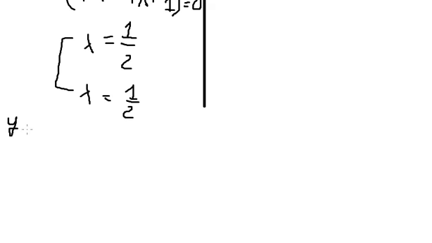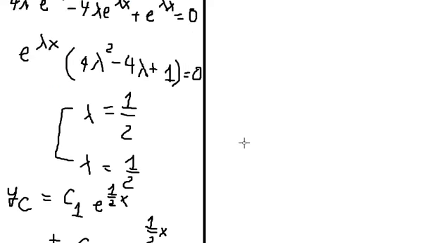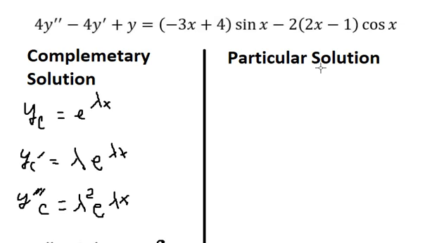So in this situation, we have yc equal to c1, that's the constant number 1, e to the power of 1 over 2 s. Because we have the same solution in here, that means on c2, we have s e to the power of 1 over 2 s. And this is the complementary solution.